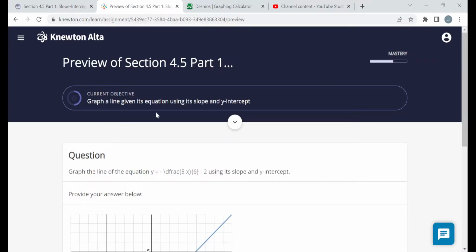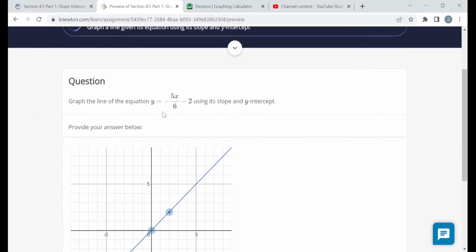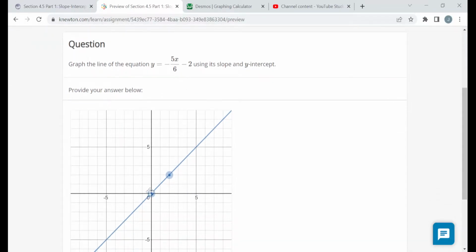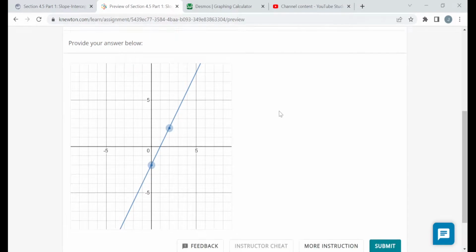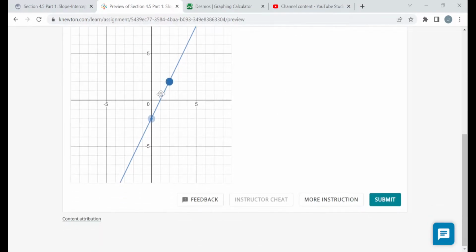So now again, graph a line. Here we know the point 0, negative 2 is on it. This is in slope-intercept form right now. The slope is negative 5/6, and the y-intercept is at 0, negative 2. And then the slope of negative 5/6 means let's go down 5, right 6. So I go to 0, negative 2, go down 5 units, and then right 6 units.